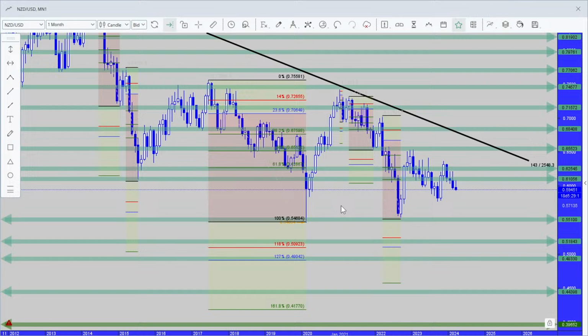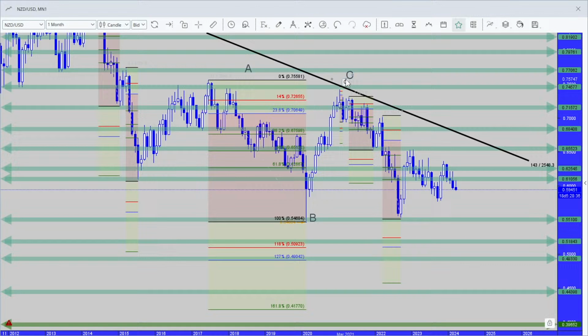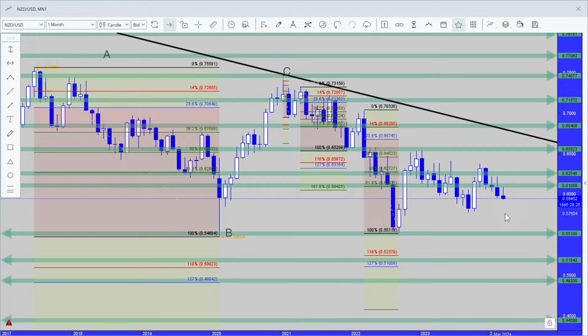That's the A up in here. That's the A. That's the B. Up in here is going to be the C. All right? So on the NZDUSD monthly chart, the original Fibonacci, capital ABCD, is down. The confirmation Fibonacci is down, right?